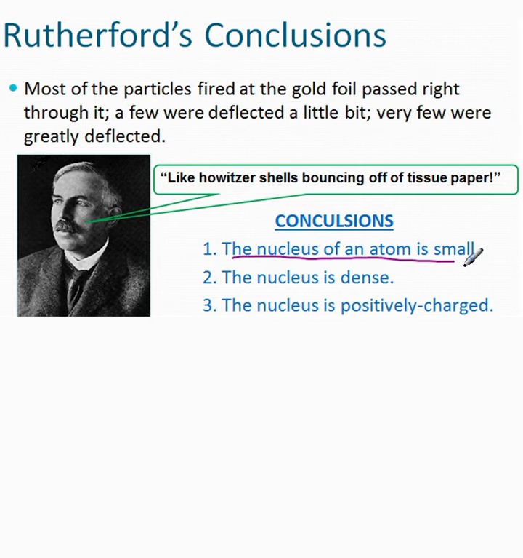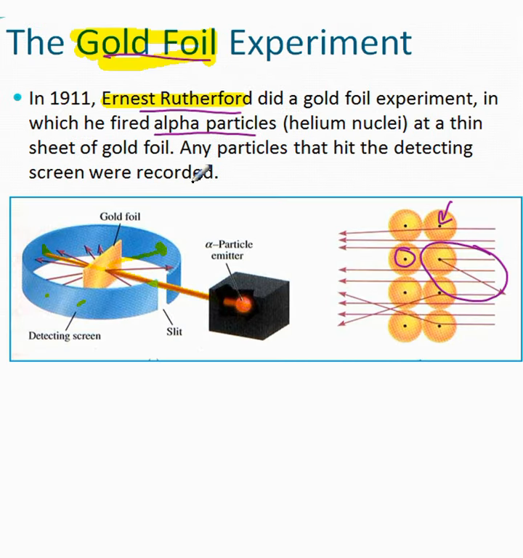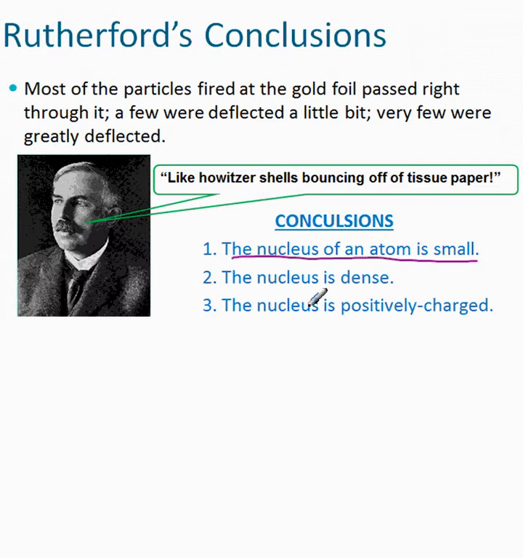How did they figure that out? Well, since most of the particles went through, they weren't really ever hitting anything. It was very infrequent that they were hitting stuff. So that was the first thing. The nucleus is dense because when it did hit it, it did ricochet back.